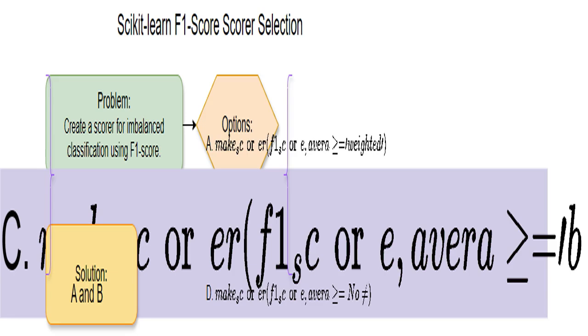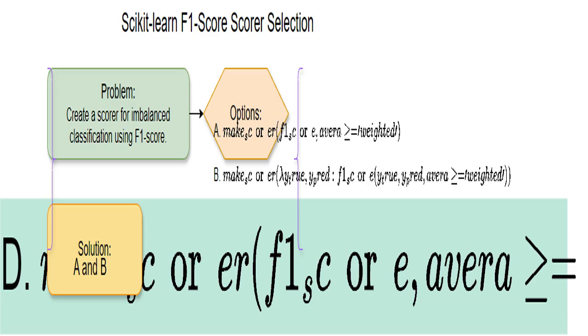Option C uses average equals binary. This is only appropriate for binary classification problems, two classes, not for multi-class problems with imbalanced classes like I'm handling. I'm not using this one. Option D uses average equals none. This will return an array of F1 scores for each class, instead of a single weighted average. This doesn't suit my needs. I need a single, summarized score for model comparison.